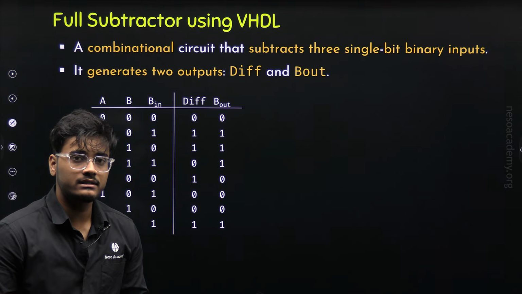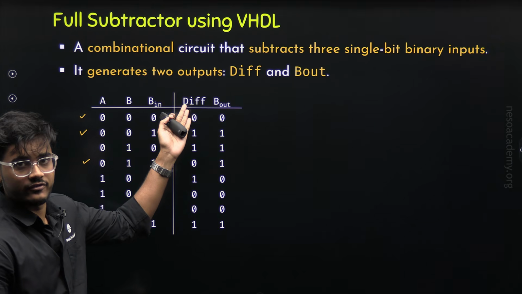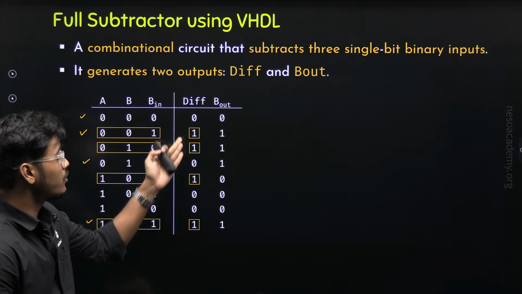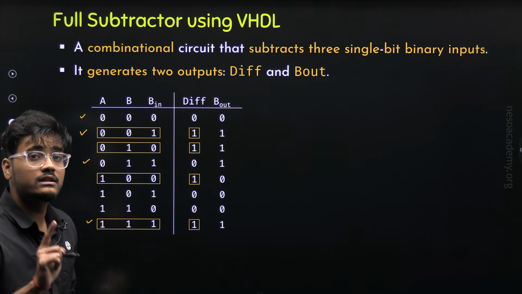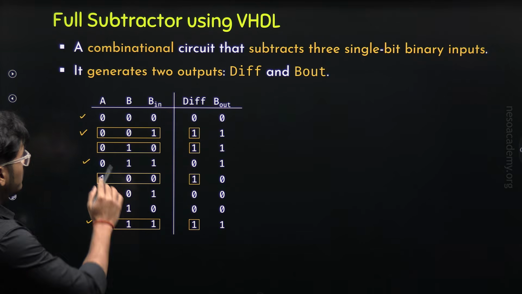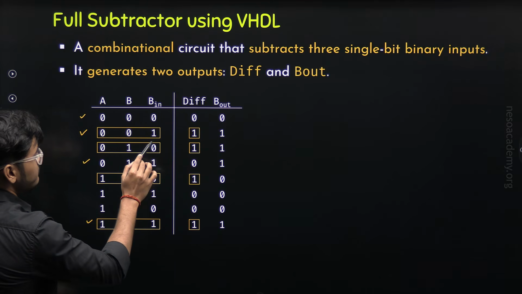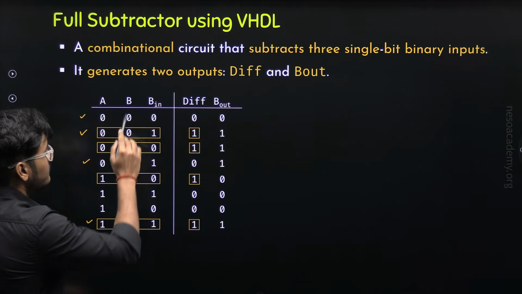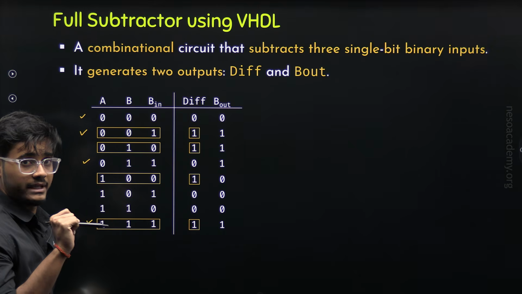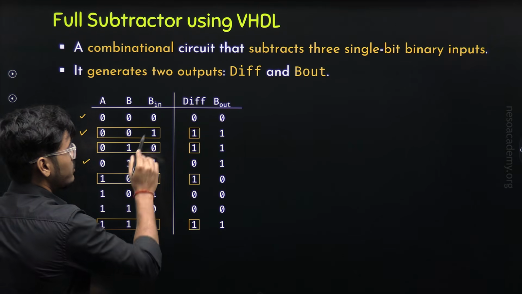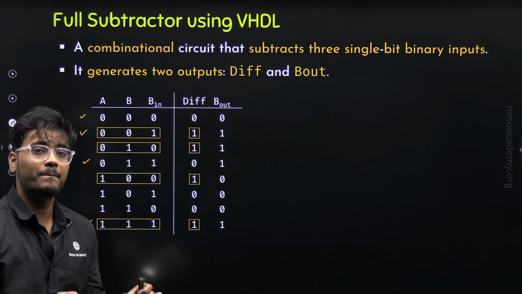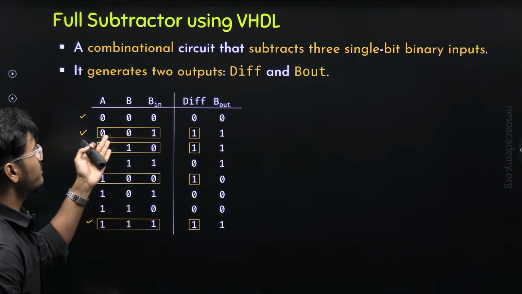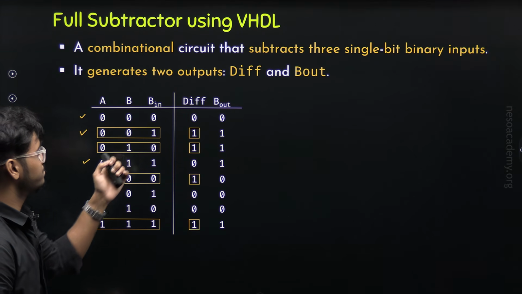Now, first consider the output difference. For that, look at the rows where output difference is equal to 1. Now here we will consider their minterms. Consider this input combination. Here A is 0, therefore we will take A complement. B is 0, therefore we will take B complement. And B in is equal to 1, therefore we will directly take B in. So the minterm for this combination is A complement, B complement, B in.